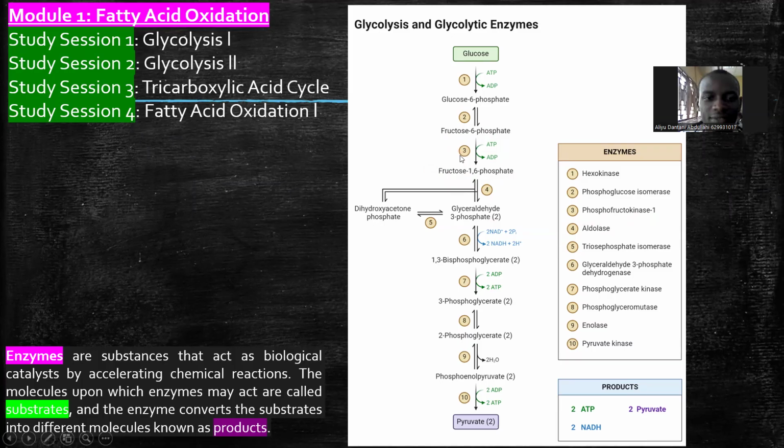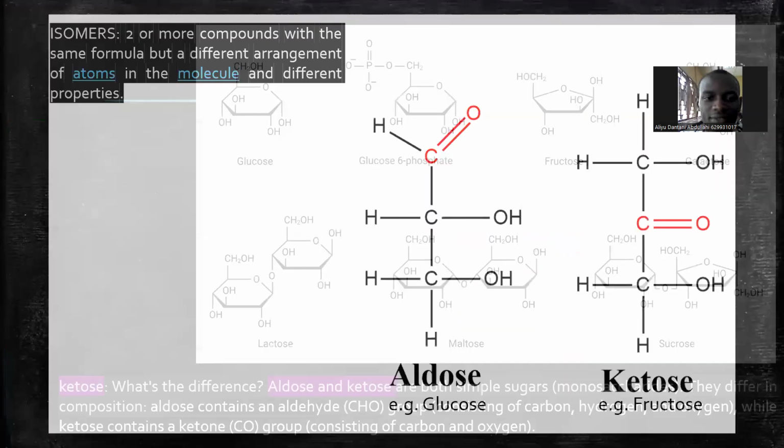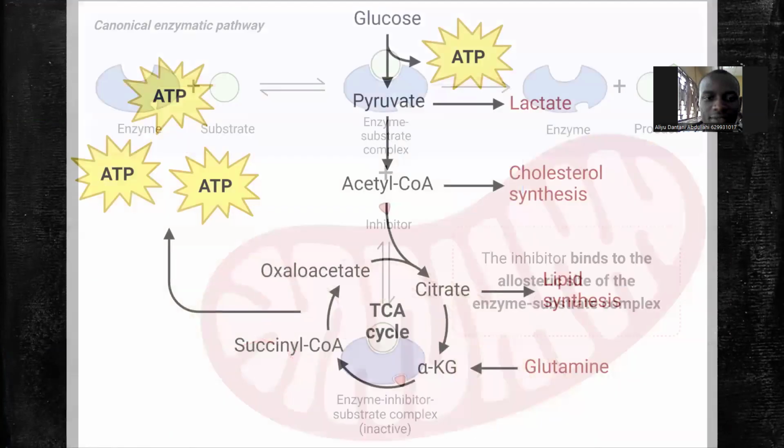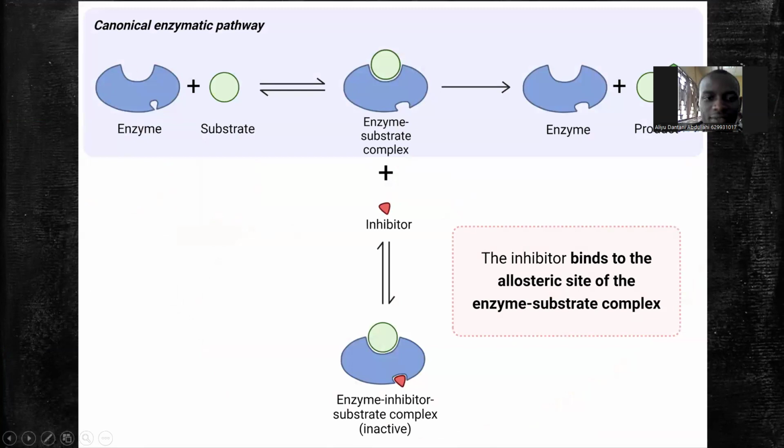So allosteric enzymes are basically, what are enzymes? We've defined an enzyme, but at least we should understand what enzymes are, right? So this is the enzyme. An enzyme is a biological catalyst. This is a substrate. Let's call this glucose. The substrate is glucose.